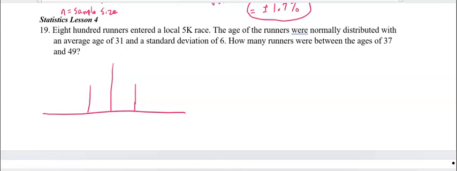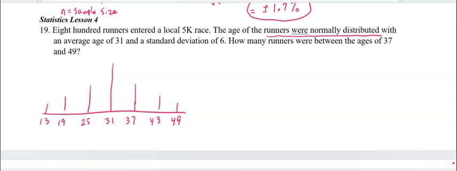So for a standard normal curve, and we're told that this represents a normal distribution, so we can go ahead and pull out the standard normal curve and remember that this is the mean, and we're told the mean average is 31. And the standard deviation is 6, so we'll add 6 going to the right, and we'll subtract 6 going to the left.